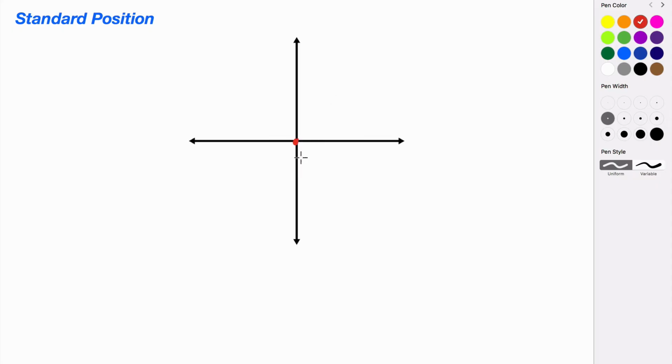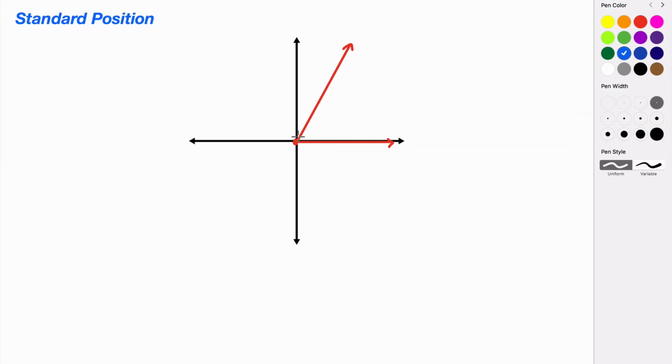Second, we have our initial side. The initial side is always going to be on the positive x-axis. So this is our initial side. And then the terminal side will end up anywhere in our four quadrants dependent on its angle. So for example, if we wanted a 60-degree angle, it would lie in the first quadrant, maybe somewhere around here. And this would be our angle measure.